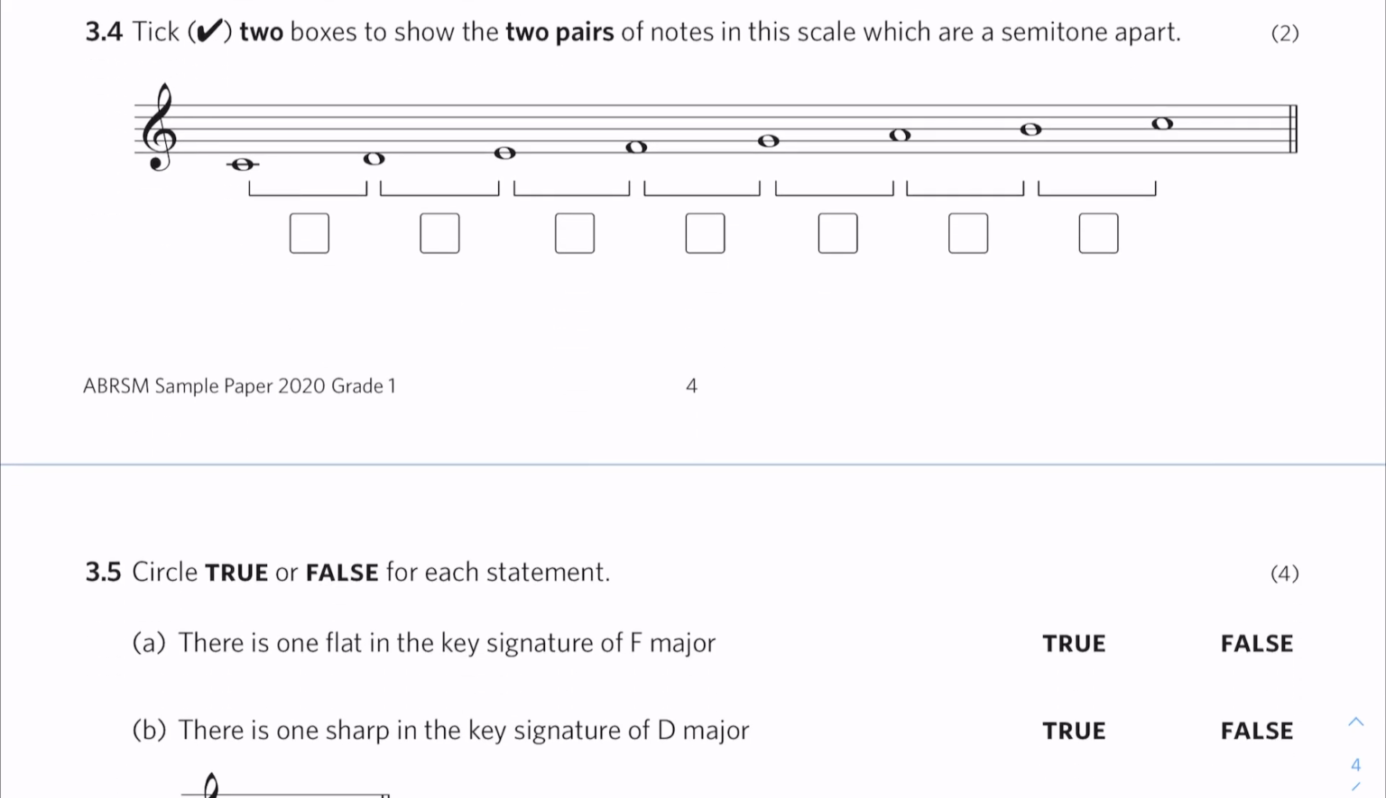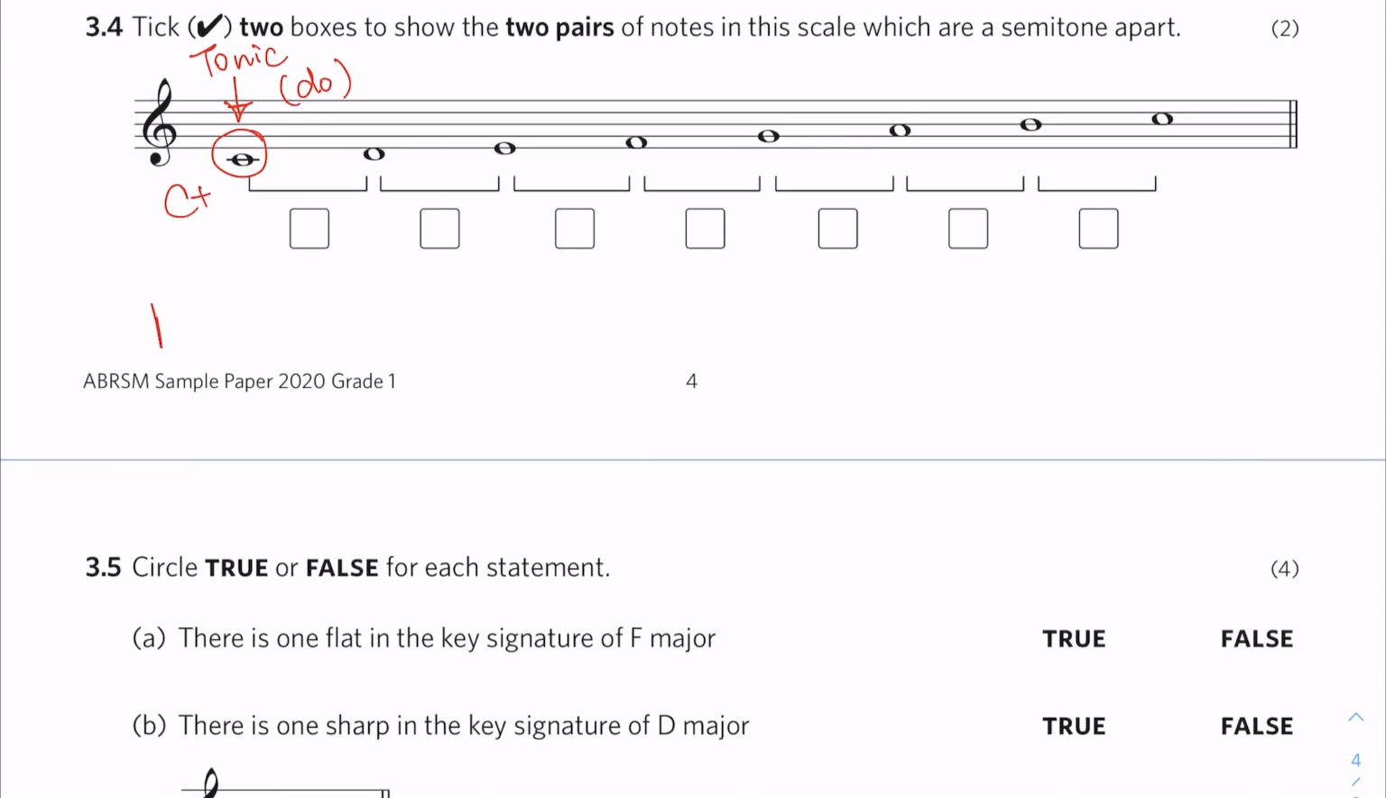Next, tick 2 boxes to show the 2 pairs of notes in this scale which are a semitone apart. Okay, this scale, how can we tell what scale it is in? We need to look at the first note. Here, this is the first note, or the tonic, or the do. The do is C, so we've got a scale of C. So it has to be C major or C minor. Here, it looks like it's C major because there's no sharp, no flat.